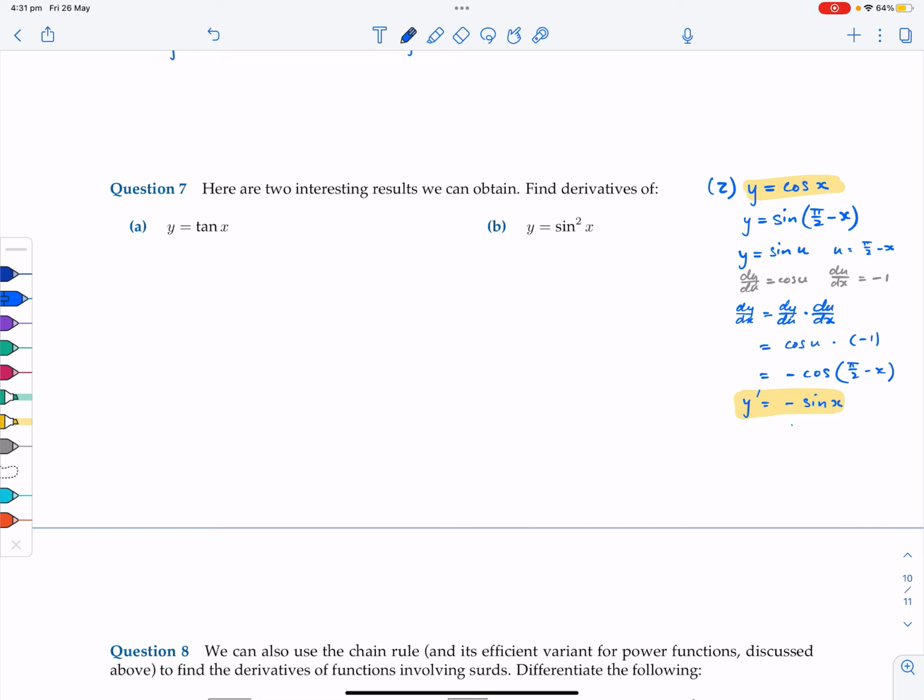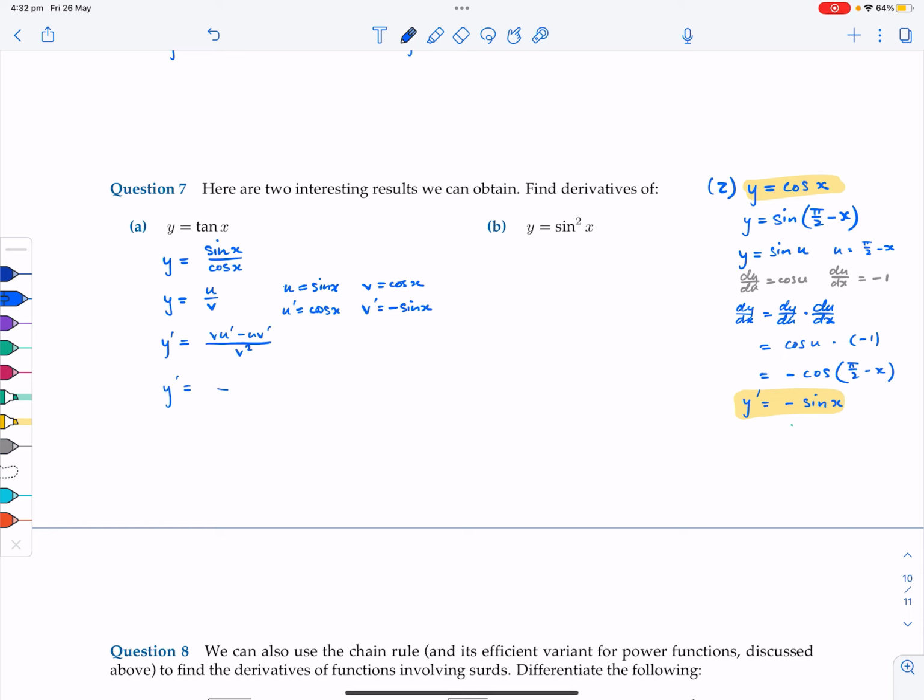Okay, back to A. How do we find the derivative of tan x? So we'll write y equals sine x over cos x. And now that's a quotient, y equals u over v. So u equals sine x, v equals cos x. u dash is now the derivative of sine x, cos x, and then v dash is negative sine x. Okay, now y dash is vu dash minus uv dash over v squared.